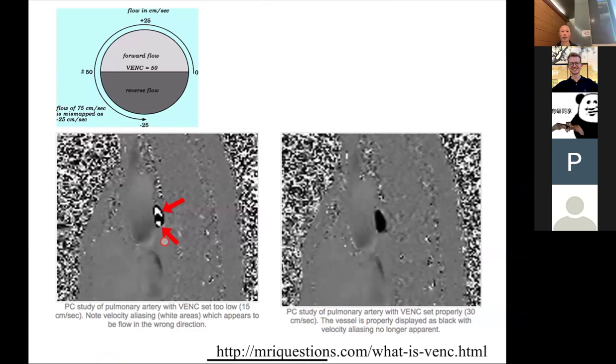So the idea here is if you see this, then what they do in the clinic is they say, okay, maybe my VENC, this parameter, is too small. I'm going to increase it. So now instead of only needing 15 centimeters per second, they've increased the VENC to 30 centimeters per second. And when they do that, they see all the blood is going in the same direction. So this is an example of where there has to be some basic understanding of the underlying physics to make sure that you're not seeing an artifact and interpreting it incorrectly as a physical or a physiological issue.